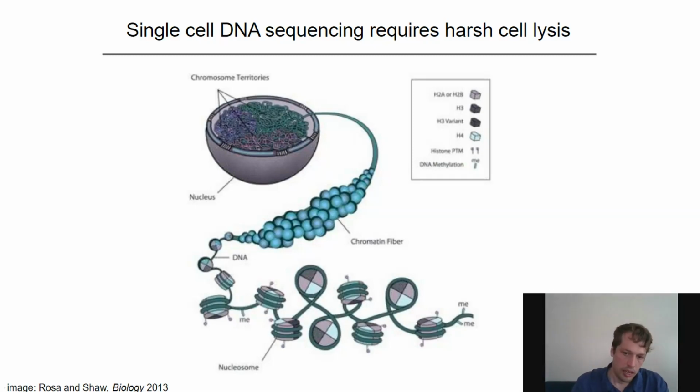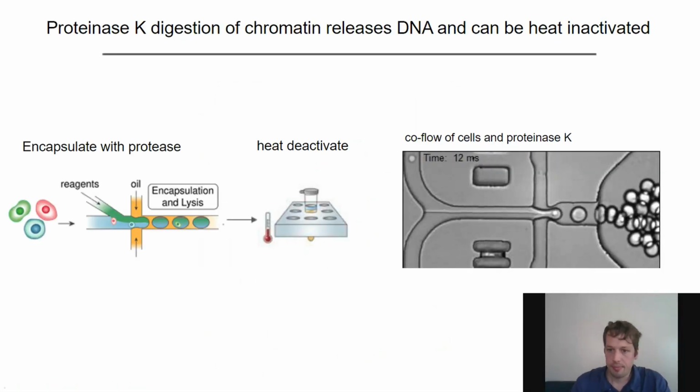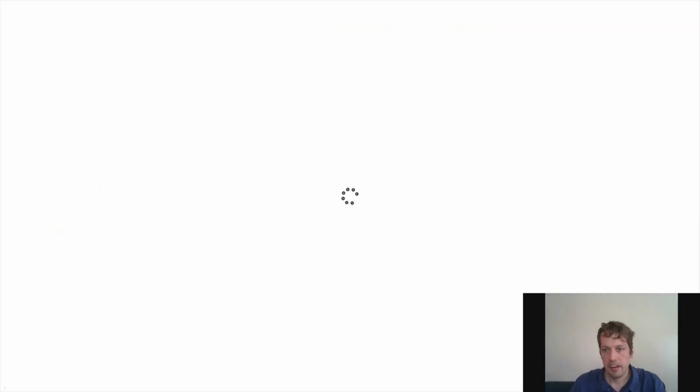And so the way the Abate lab solved this issue was by using Proteinase K. What we can do with Proteinase K is simply encapsulate the single cells together with Proteinase K solution, and then we incubate these droplets off chip for a while, which gives the Proteinase K time to digest the proteins, thereby liberating the DNA, and then we can heat inactivate Proteinase K. And this basically provides us an off switch to turn off these harsh lysis conditions. We then harvest these droplets and re-inject them in a second device.